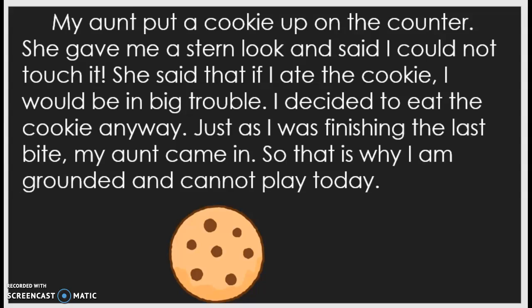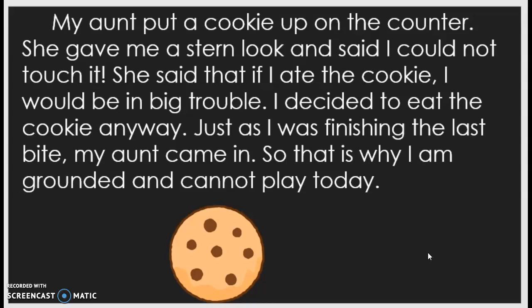So what is the event that happened? Right, they're grounded and cannot play today. And why did that happen? Because they ate the cookie they weren't supposed to. So it says the event and what happened because of that. Another good keyword to look for is why. But some others that I see in here is that she said, if I ate the cookie. And then, so that is why is a big one. So because this happened, because I ate the cookie, I'm now grounded and cannot play today.